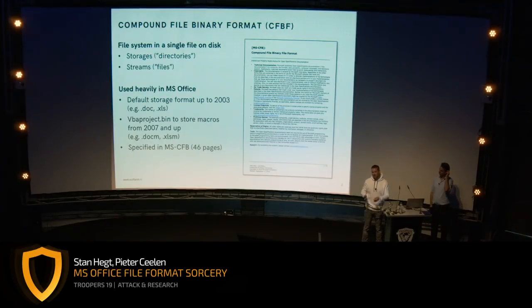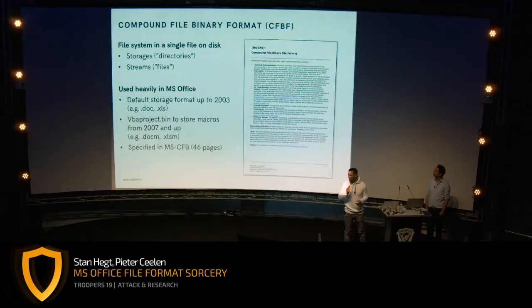But even nowadays, some parts in the newer zip and XML-based format that's used from 2007 and up are still in the CFBF format. The most important one is the file vbaProject.bin, which actually contains macros from 2007 and up. But we'll see more of that later. I wouldn't really recommend reading this document because it's quite boring, 46 pages, and there's a lot of references to other standards there. But there is a lot of fun to get out of it.